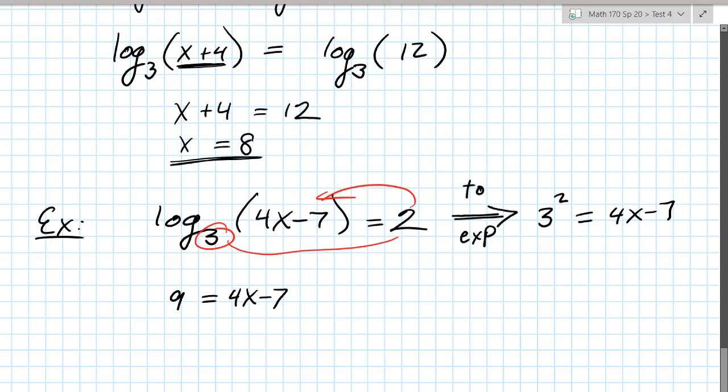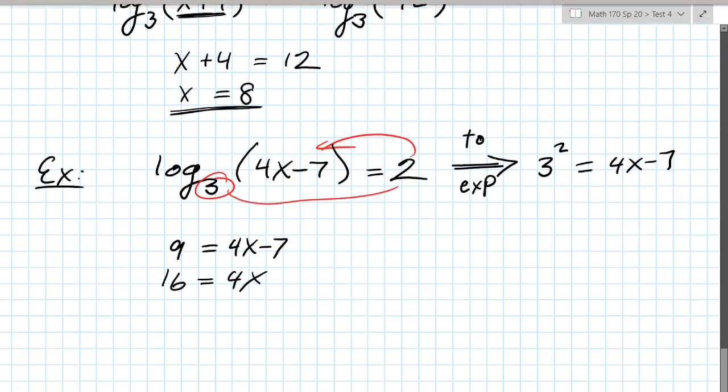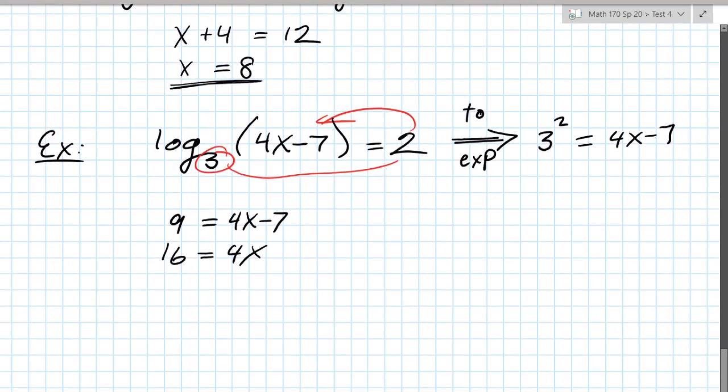Add 7 to both sides. That gives us 16 equals 4x. Divide both sides by 4, gives us 4 is equal to x. Is it okay if x equals 4? Does that stay positive inside the log? 4 times 4 is 16 minus 7 is a positive number, so that's okay, and it works out.